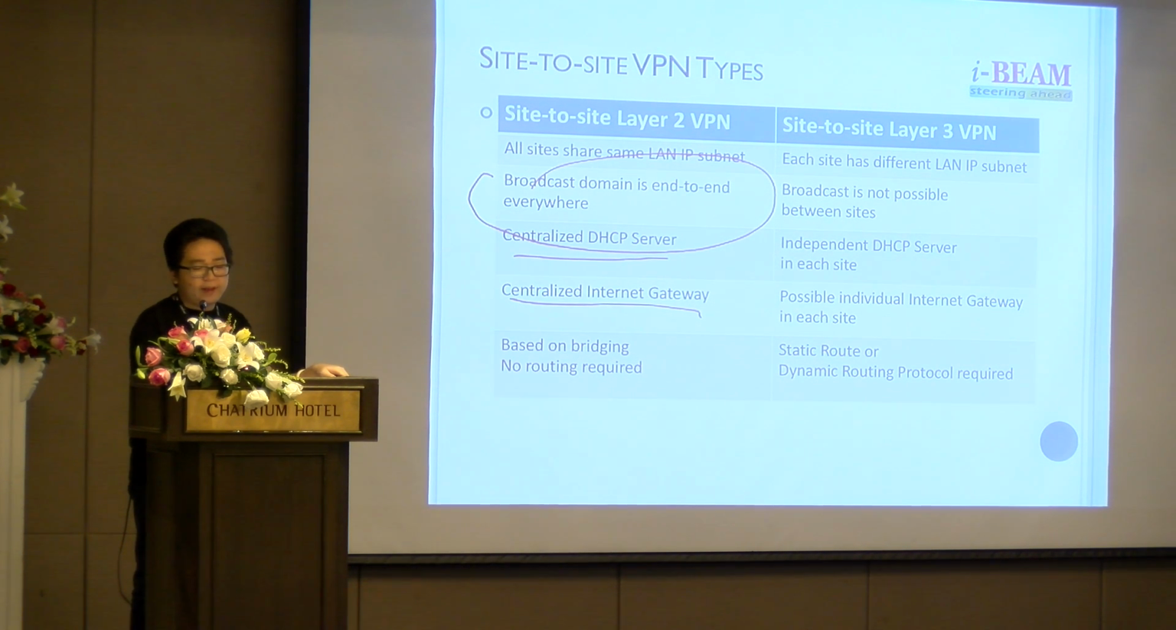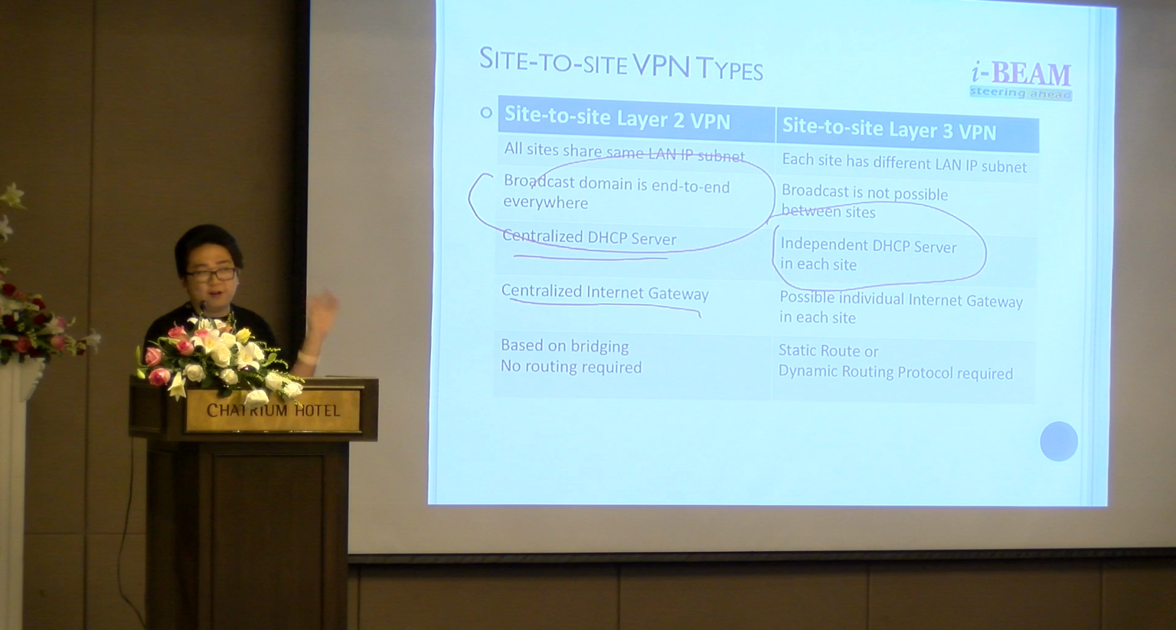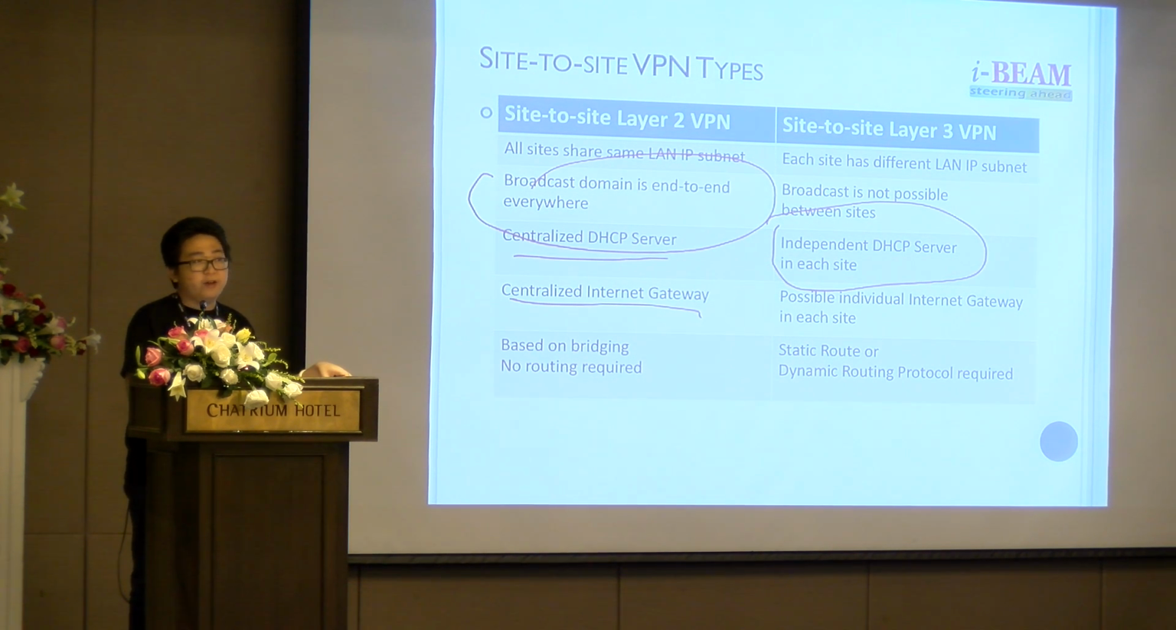But layer 3 VPN has the flexibility of an independent DHCP server in each location, so you don't really need to have a centralized DHCP server in the head office because you have different subnets. So you can have different policies and a different DHCP server in each location. And it is possible to have an individual internet gateway in each location. You don't really need to go to the head office to go to the internet.